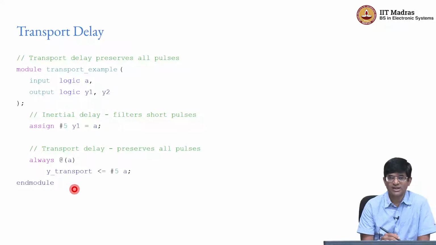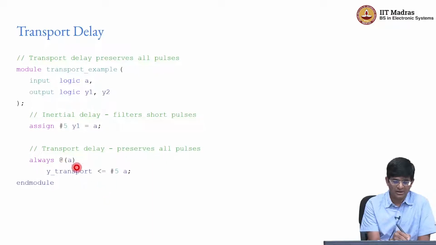This more or less corresponds to what happens in just wires, and therefore we call it a so-called transport delay. One way by which it is modeled in Verilog is by using a particular kind of always block with a non-blocking assignment with a delay on the right hand side. The fact of the matter is, this now starts to get quite confusing. You have a so-called non-blocking assignment. What are these non-blocking assignments? That will become clearer when we start talking about sequential logic.